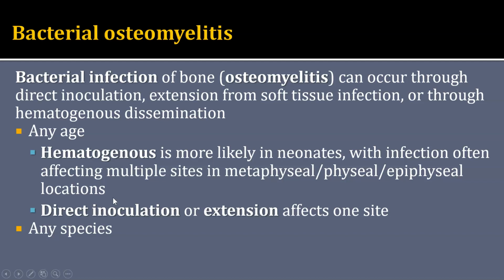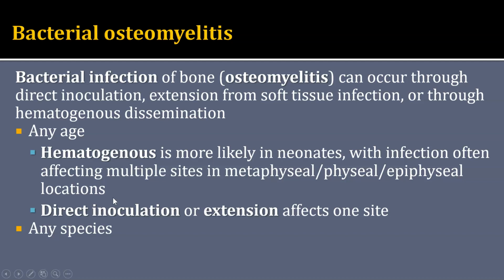And so I want to start out talking about bacterial infection of bone. And the term for infection of bone is osteomyelitis. It refers to infection of both the cortex and the medullary region, so osteomyelitis. And that can occur by different means. It can occur through direct inoculation, so that might be from a direct puncture, an open fracture, a bite wound, or even sometimes iatrogenic through our surgery. Bones can also become infected from extension through soft tissue infection, or they can be infected through hematogenous dissemination, so in a patient that has sepsis.